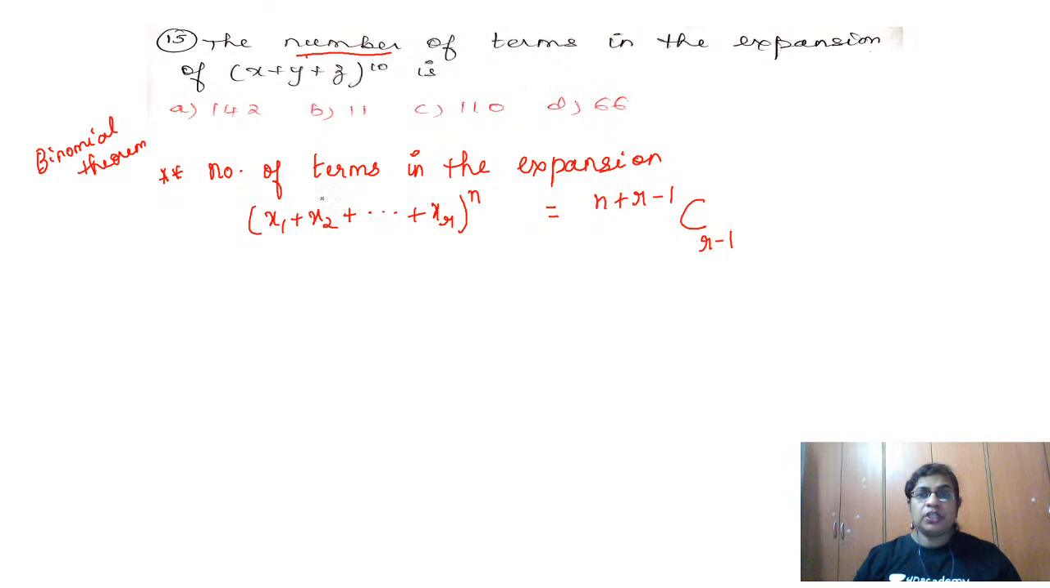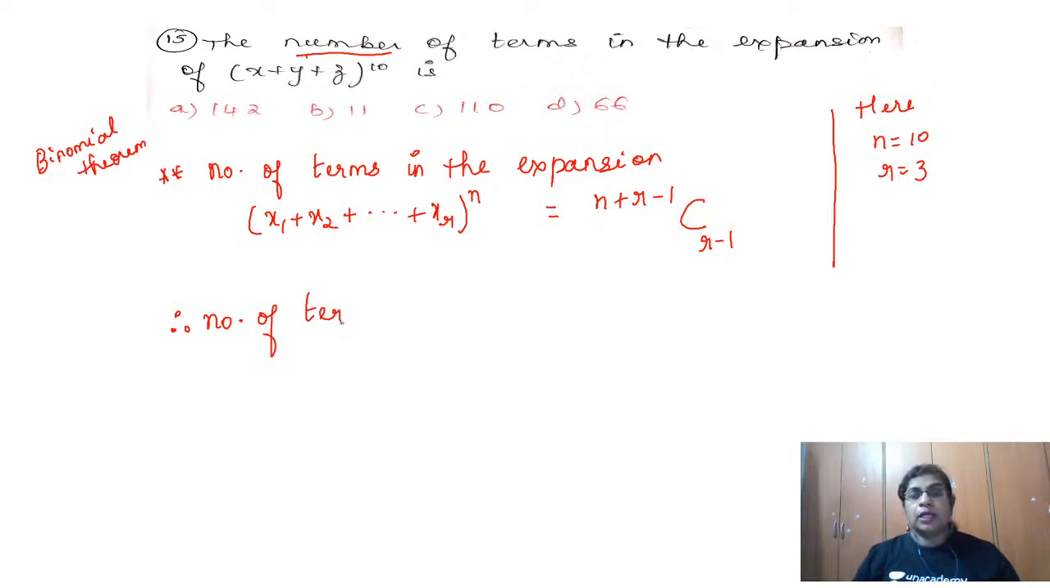Now from this question, what do you find? Compare the given shortcut with the given question. Here, what is n? You find n is equal to 10. What is r? r means how many terms you can find inside the bracket x, y, z. You find 3 terms, so r is equal to 3. So what is the number of terms in this question?